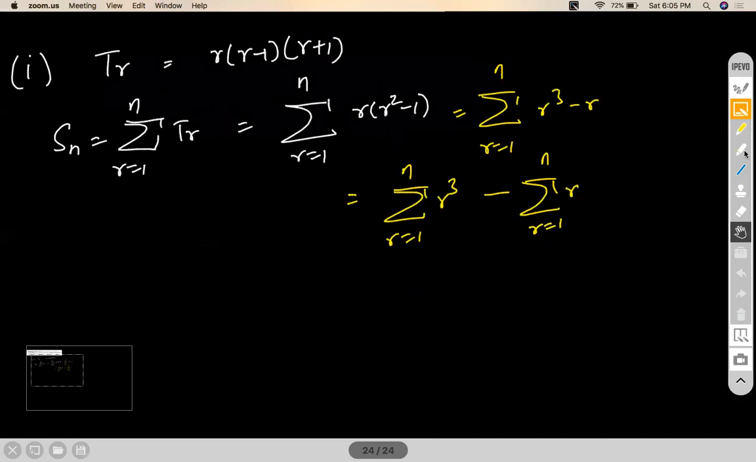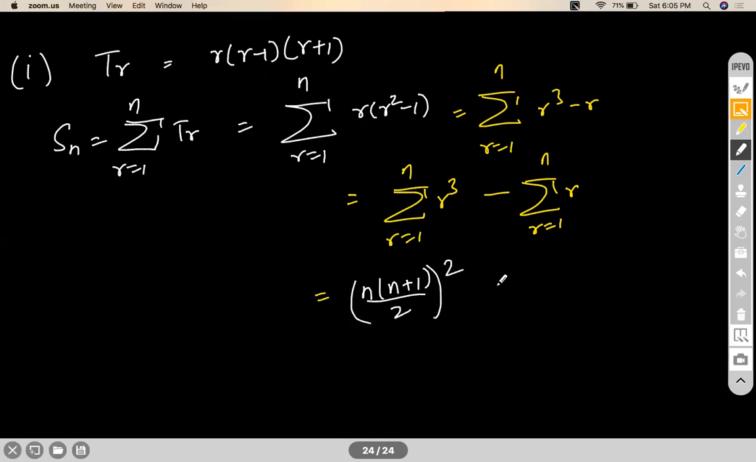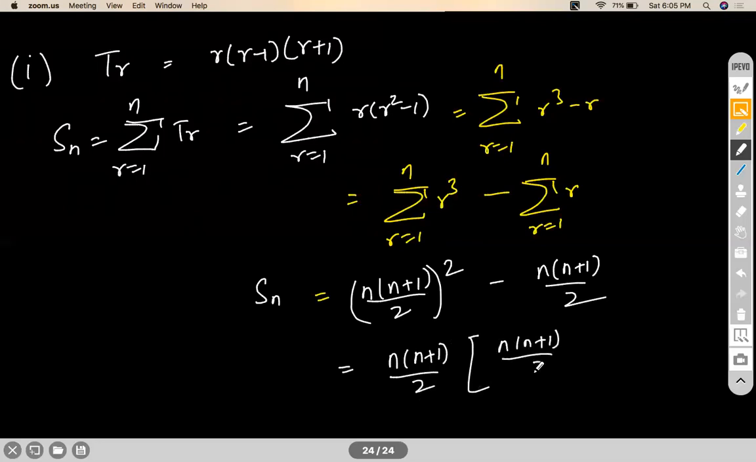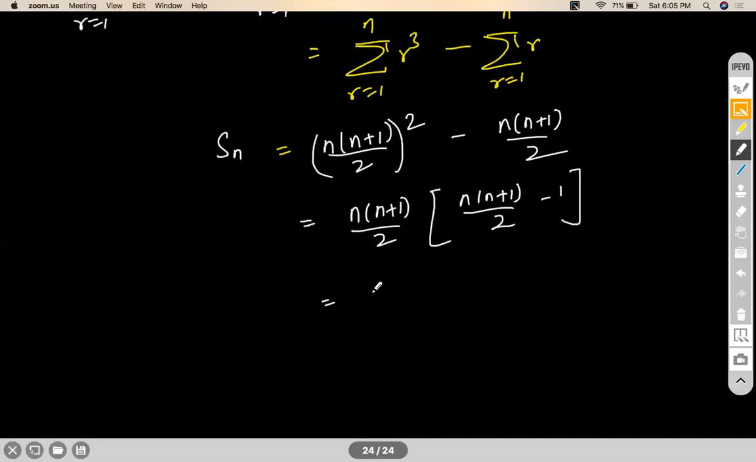Now this result is already known to us. Let's make use of those results. (n into n plus 1 by 2) the whole square. This result is also known to us, n into n plus 1 by 2. This is going to be the sum till n terms. Anyways, if I want, I can simplify it also quickly. It doesn't take a bomb to simplify it. n into n plus 1 by 2, times (n into n plus 1 by 2 minus 1). So this will give me n into n plus 1 by 4, and this is nothing but n square plus n minus 2.